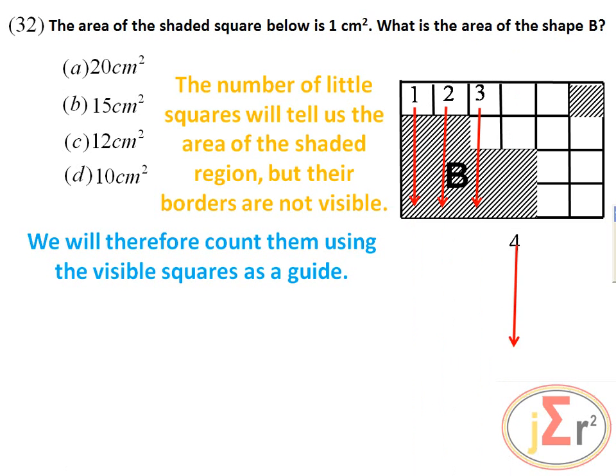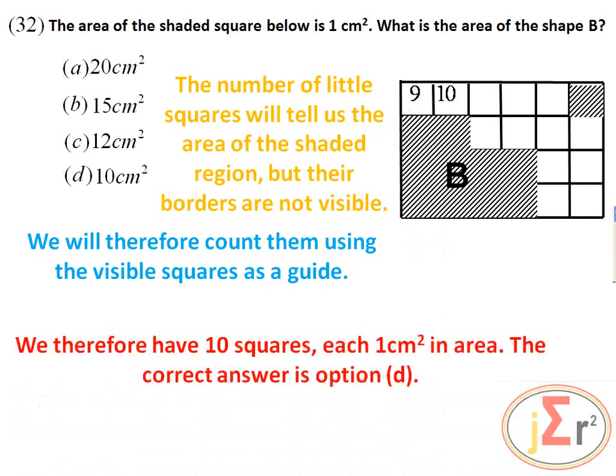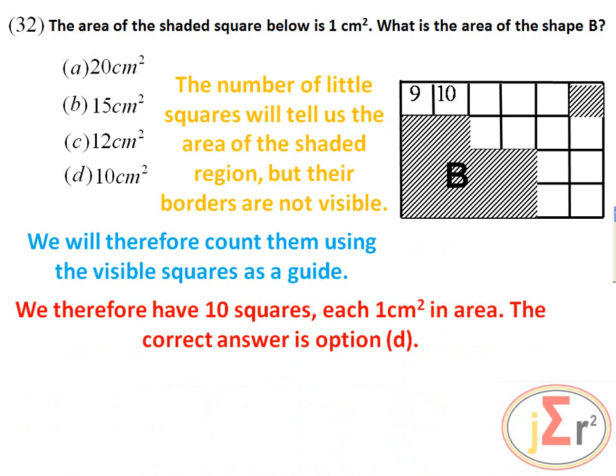1, 2, 3, 4. Those 4. And then we will have another 4 going up all the way to 8. And then only 2 left. Right, so we have 1, 2, 3, 4, 5, 6, 7, 8. And then we have 9, 10. We therefore have 10 squares, each 1 centimeter squared in area. The correct answer is option D.